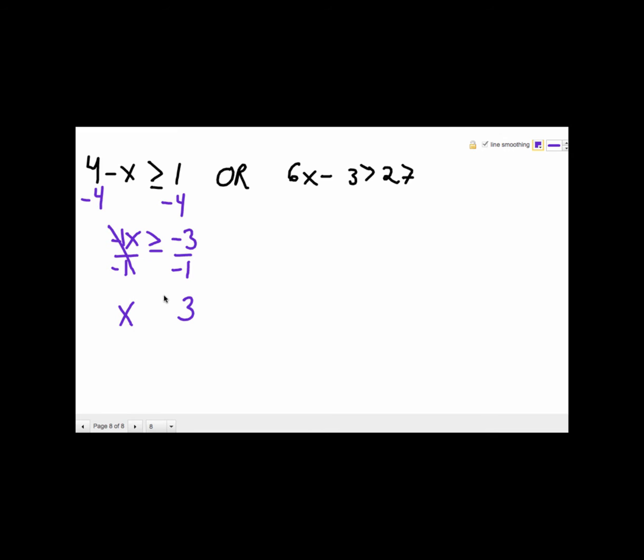Just be careful to remember that when you divide by a negative, the direction of the inequality switches. In this case, from greater than to less than. We've solved the first inequality that is part of the OR statement. Now let's take a look at the second. We'll do this in blue to indicate that it is an independent equation.